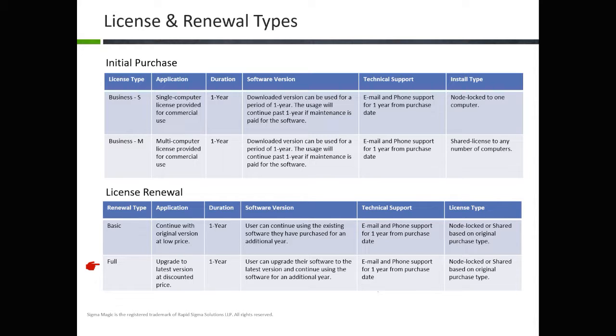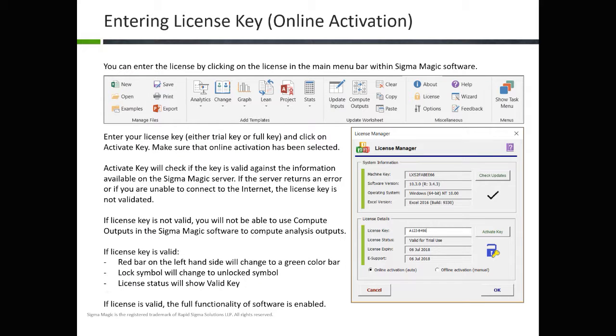After you successfully install the software on your computer, you will find the Sigma Magic software icon on the top right-hand side of your Excel menu bar. Click on the License menu to open the License Manager. The top portion of the License Manager contains information about the version of the software you have installed, and the bottom portion shows you the license information.